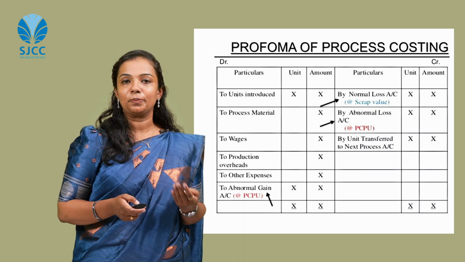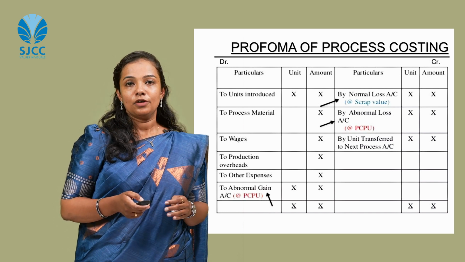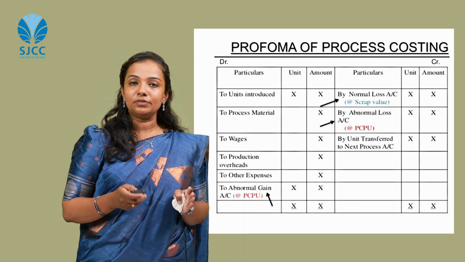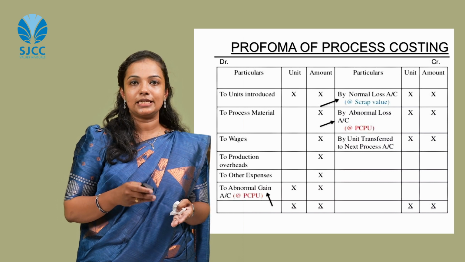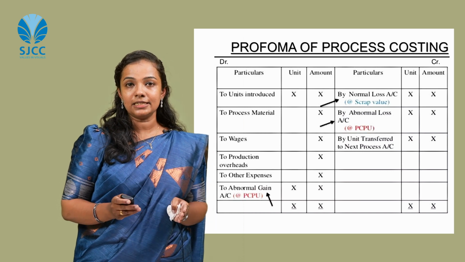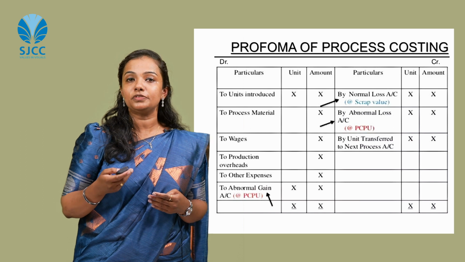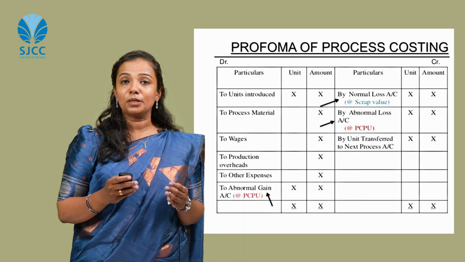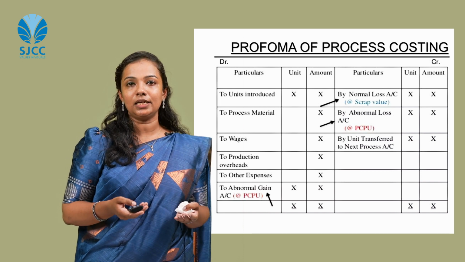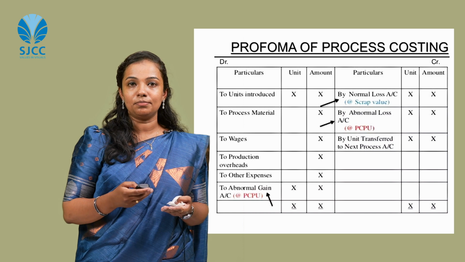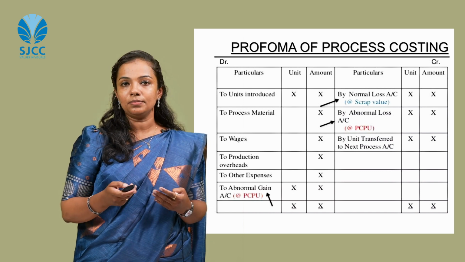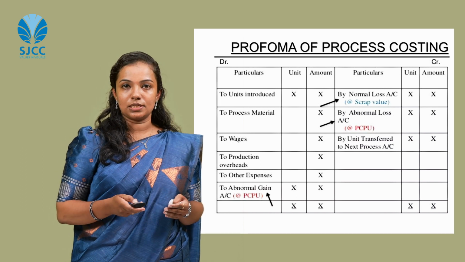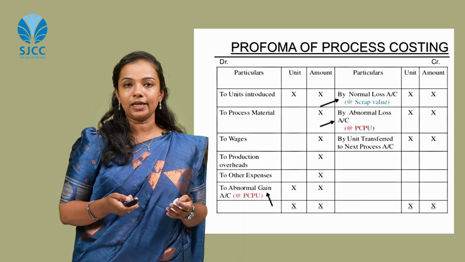Now how do we prepare the process account? See, for that you need to have a basic idea. The basic idea is that whatever you have put into the process, it will come on the debit side, and whatever that has gone out of the process, it will come on the credit side. അപ്പോൾ പ്രോസസ് അക്കൗണ്ടിലേക്ക് വരുന്നതെല്ലാം ഡെബിറ്റ് സൈഡിലും അതിൽ നിന്ന് പോകുന്നതെല്ലാം ക്രെഡിറ്റ് സൈഡിലും എൻ്റർ ചെയ്യുക. Whatever has gone into the process, whatever has gone out of the process.